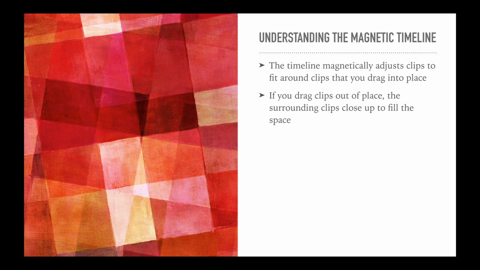This is a feature of our magnetic timeline: it magnetically adjusts clips to fit around the clips that you drag into place. If you drag clips out of place, the surrounding clips close up to fill the space. This is the nature of the magnetic timeline, because FCP 10 doesn't have tracks like other NLEs.